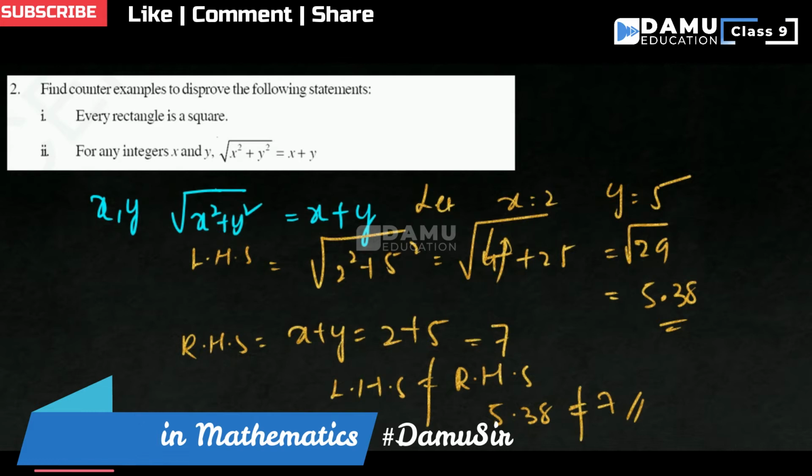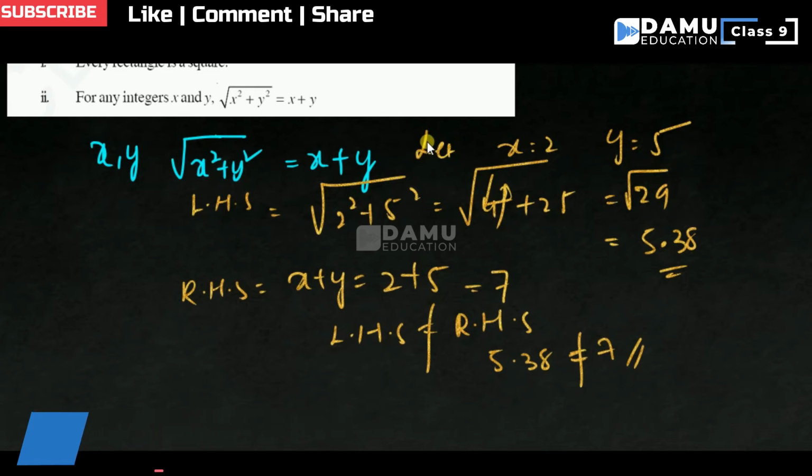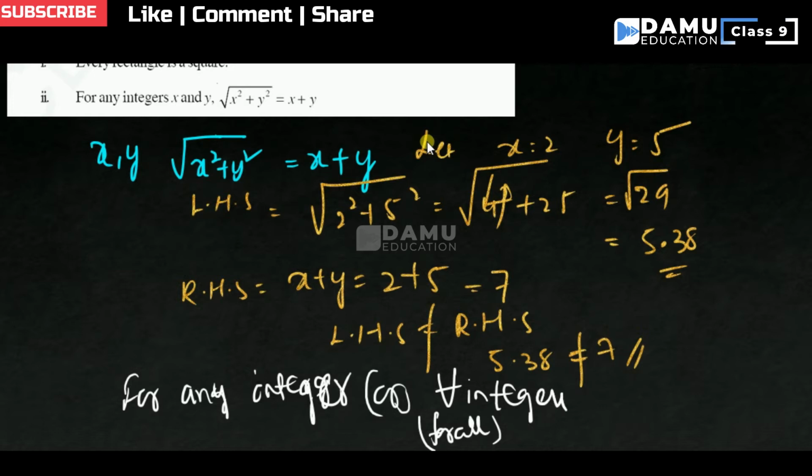So for this, for any integers they are saying, what you can write here is: for any integer, or you can write for all integers. The inverted A means for all. So for all integers, the square root of x square plus y square is not equal to x plus y. So that is the case here.